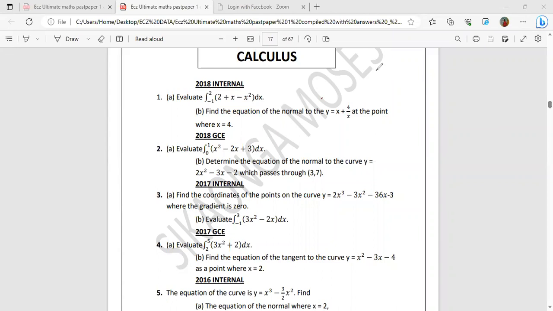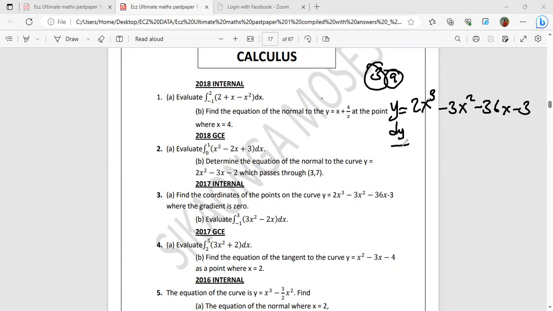Let's quickly go through question 3, part A. We have y equal to 2x to the power 3 minus 3x to the power 2 minus 36x minus 3. We're going to find dy/dx for this function. So dy/dx is equal to 2 multiplying 3 to give you 6x squared, then 3 minus 1 gives a 2, minus 2 multiplied by 3 gives 6x, x reduced by 1 to give just 1, minus 36.